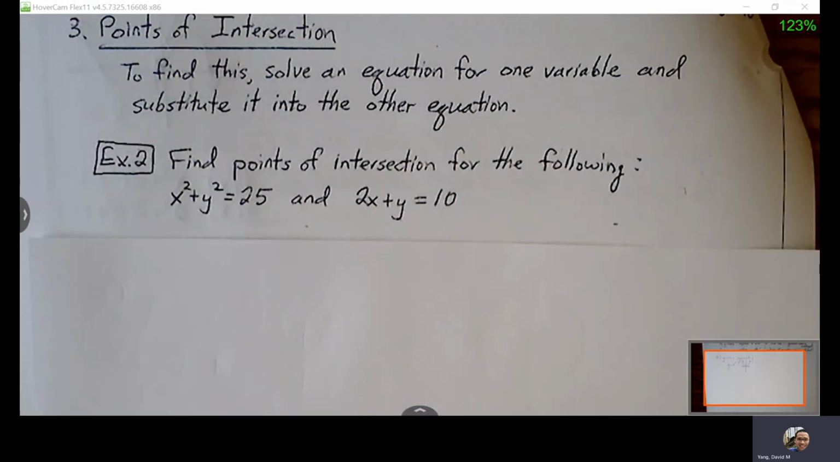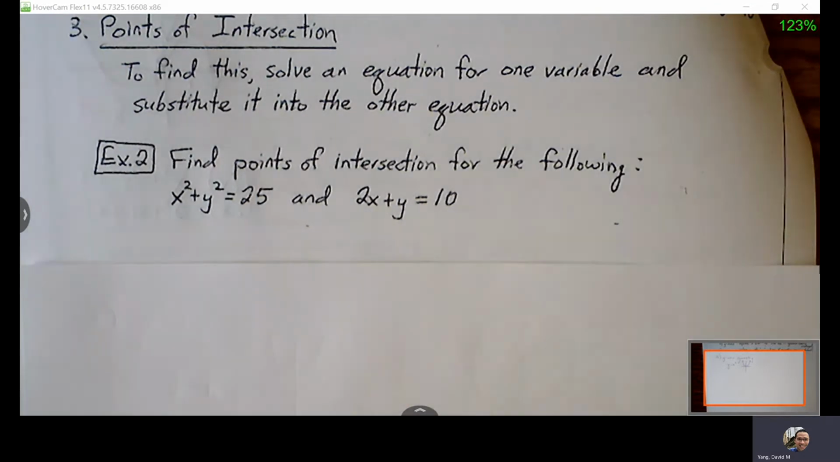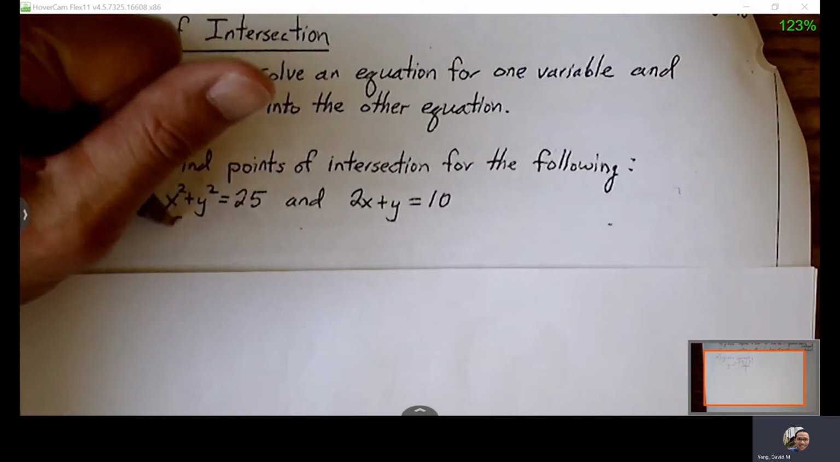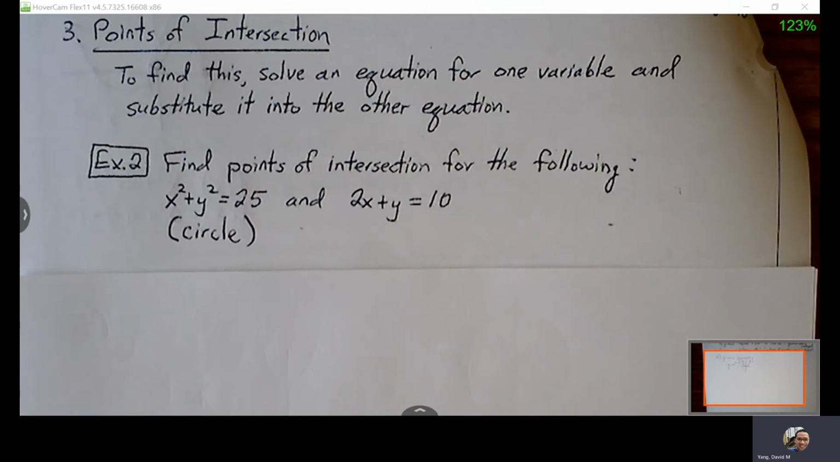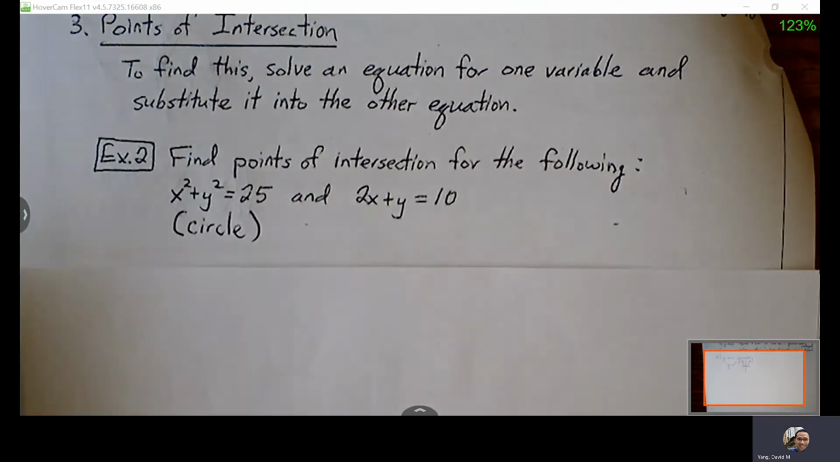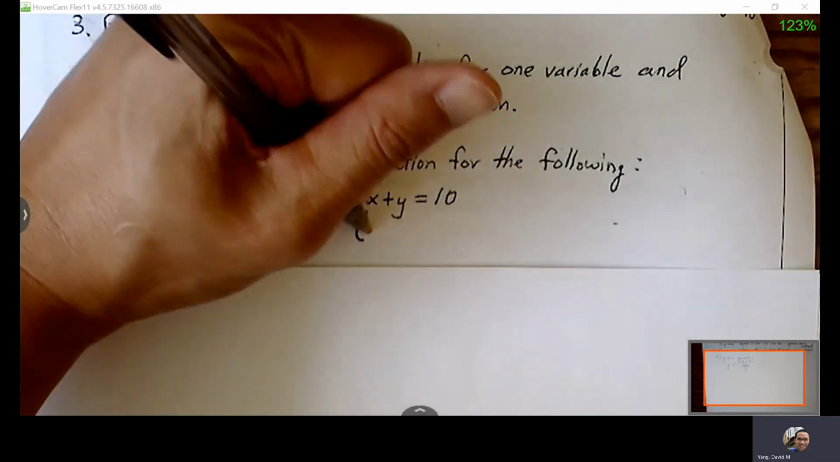To find points of intersection, we're going to solve an equation for one variable and then substitute into the other equation. So let's find the points of intersection for the following: x squared plus y squared equals 25. We know what that shape is. That's a circle. And 2x plus y equals 10. What is that going to be? Is that a curve, or just a line? Yep, just a line.